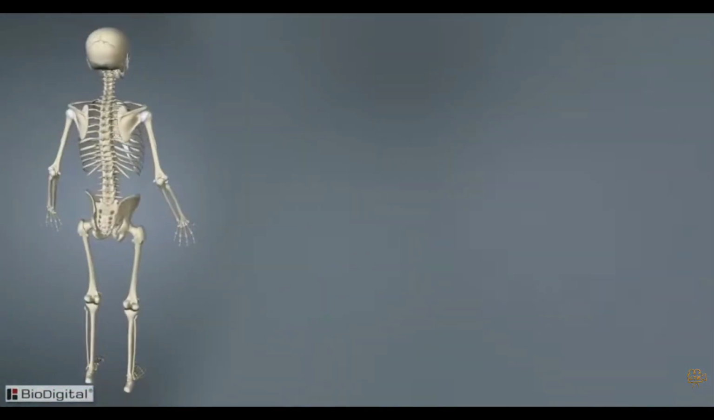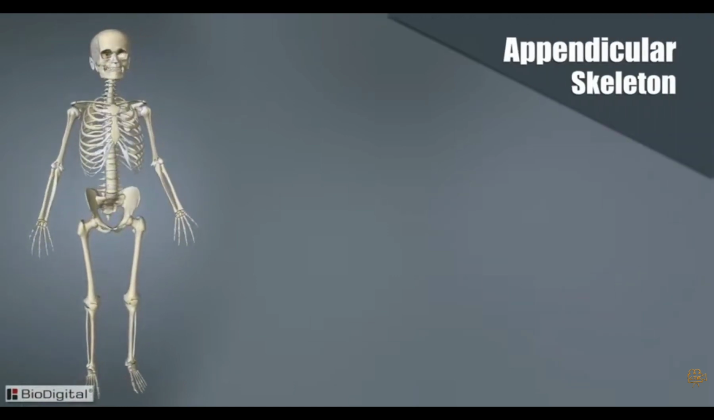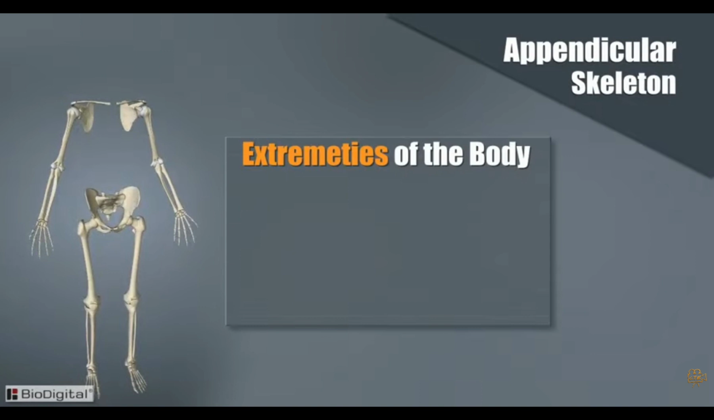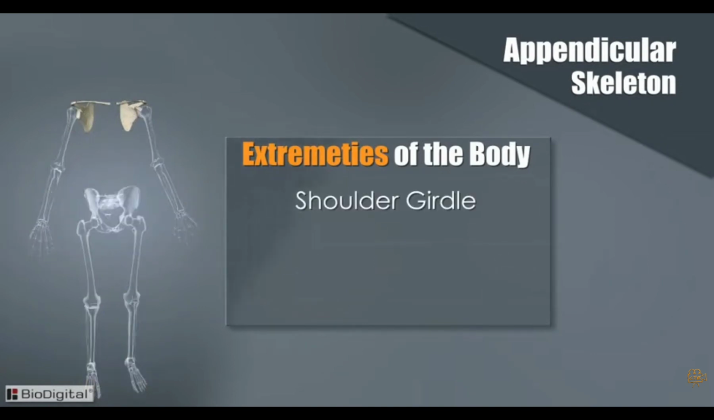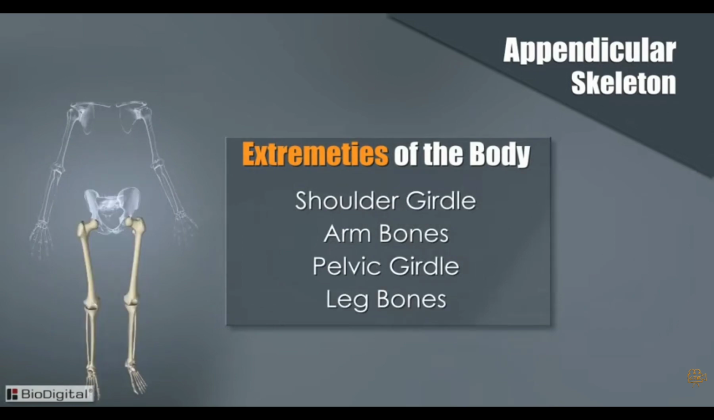The second major section of the skeletal system is called the appendicular skeleton. This section forms the extremities of the body, which are the shoulder girdle, arm bones, pelvic girdle, and the leg bones.